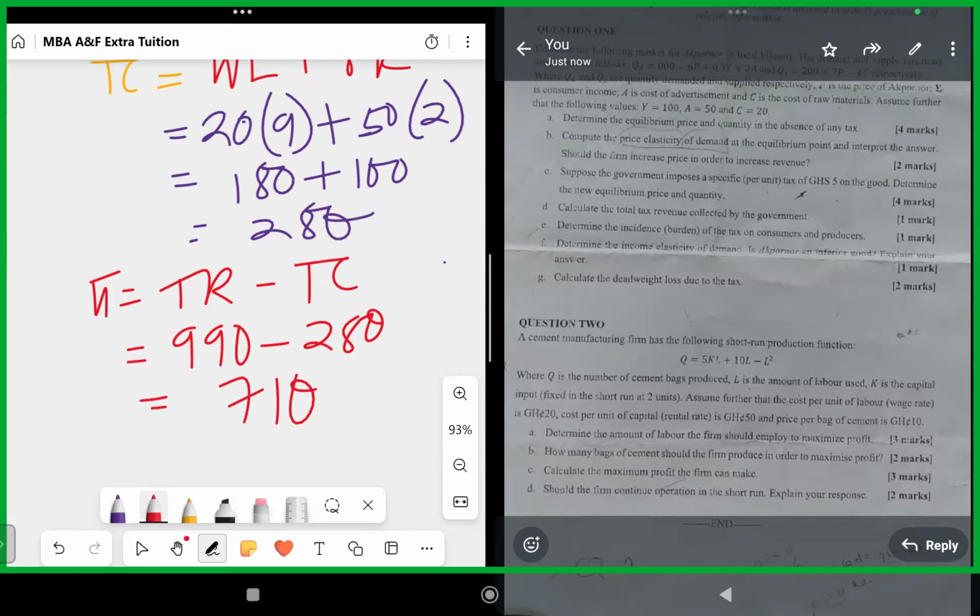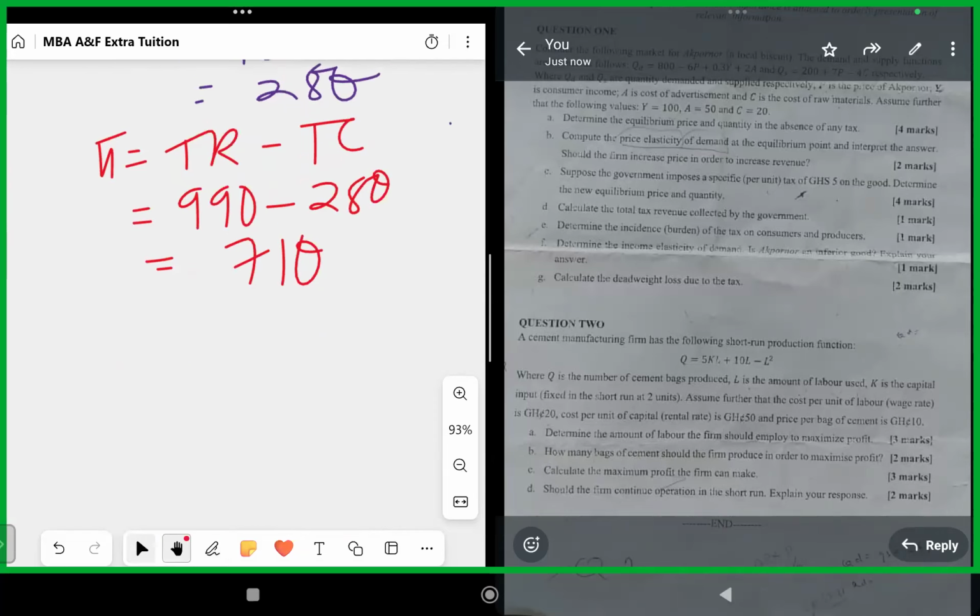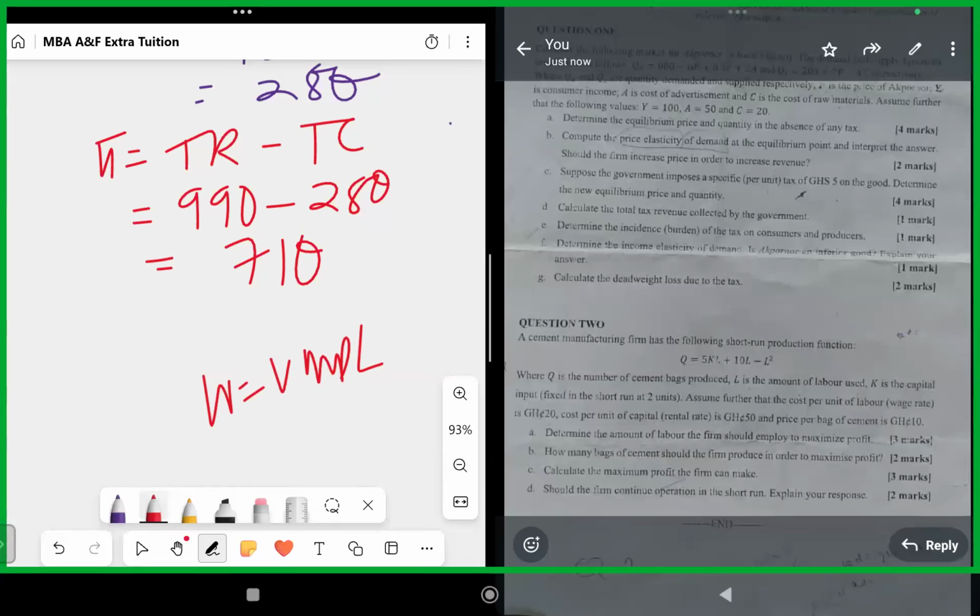Why maximum? Because we are calculating the short run from the maximum point of view of W equals VMPL. This is the maximum formula, which gave us the labor. Because we got the labor out of the maximum computation, anything we use the labor value for will give us a maximum value. Are you getting it? Yeah.